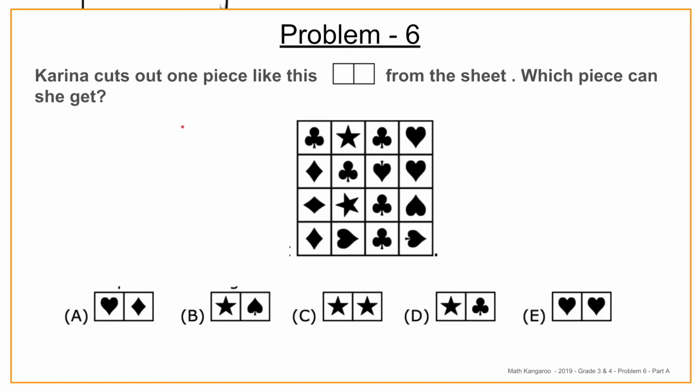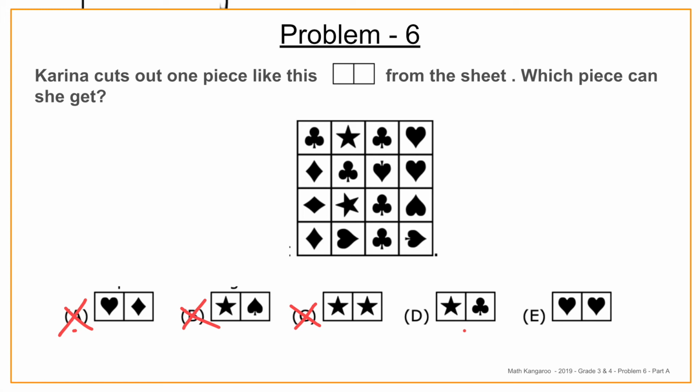Problem 6. Karina cuts out one piece like this from the sheet. Which piece can she get? Let's check the options. Option A has a heart and a diamond, but there is nothing like this in here. So there is no option A, we take it out. Option B has a star and a spade. We do not have a star and a spade together, so this could not be an option. We have two stars in this. I do not see anything like that.